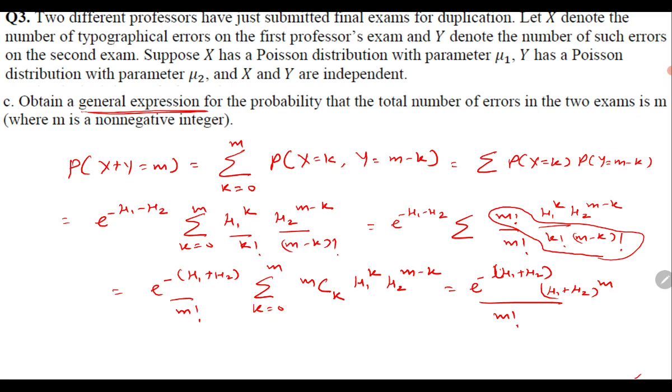Now this is a very beautiful thing, because x plus y becomes a Poisson distribution. So x plus y is Poisson distributed with parameter mu1 plus mu2. This is what we are looking for.